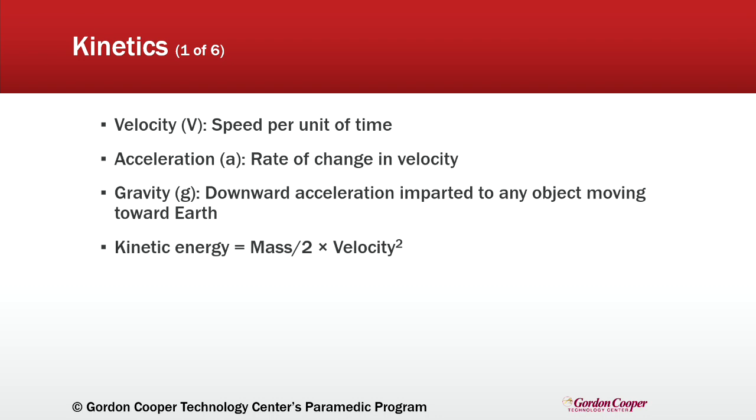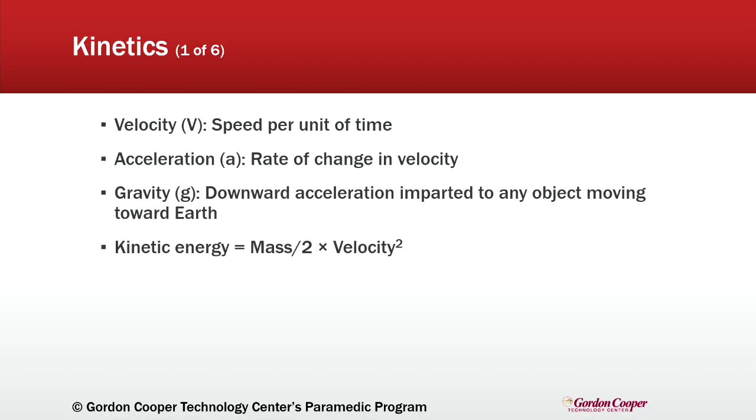Acceleration refers to the rate at which the object's velocity changes over time. Is it accelerating or is it decelerating? Gravity is the downward acceleration acting on an object moving toward Earth. An object's speed increases about 9.8 meters per second for every second that it falls. As an object falls from a height, it picks up speed for every second that it is in free fall. It'll pick up about 9.8 meters per second of speed each second.